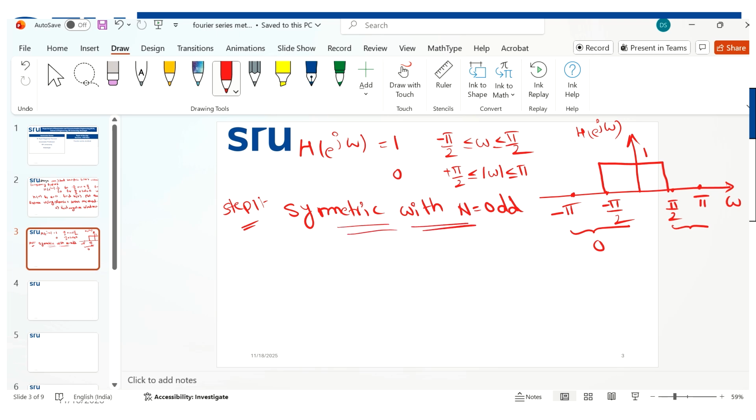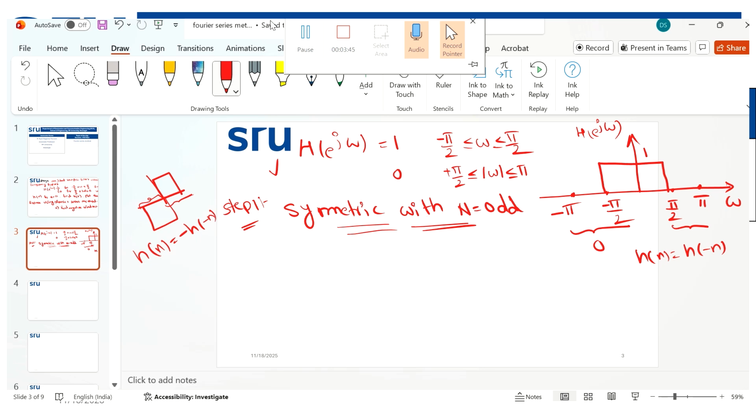So the first step is we have to observe the given h of e power j omega, whether it is symmetric with n odd, or symmetric with n even, or antisymmetric with n odd or even. So depending upon the given expression, we have identified that it is symmetric when n is odd. Suppose if I have this type of structure, now tell me, is it symmetric or antisymmetric? Antisymmetric, because these values are differed by minus n, so h of minus n. But here in this case h of n is equal to h of minus n. So therefore it is symmetric in nature.